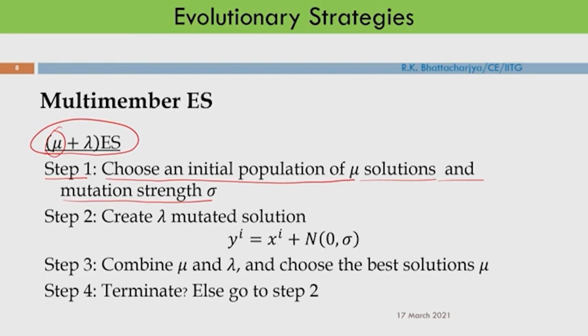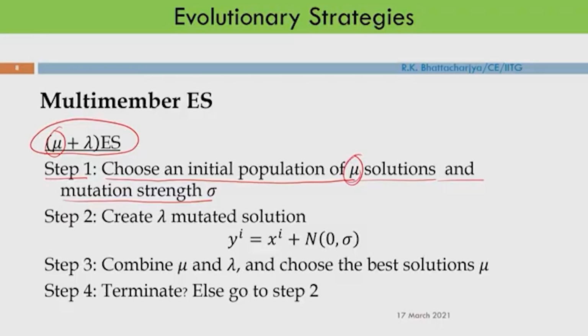So, what we are doing? We are creating a population, mu population. So, that means there are mu numbers of solution in that population. So, here this is not 1 to 1, but it is many to many. So, we have created mu solutions, and I can say that this is the initial population, okay, or initial solution.